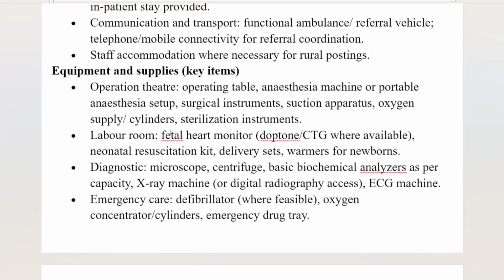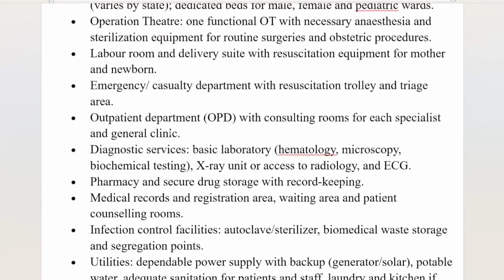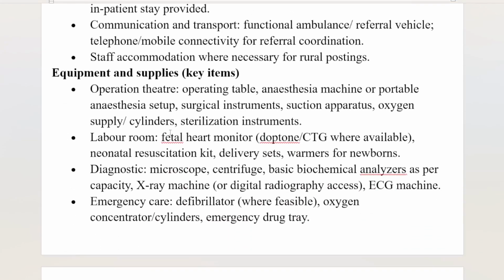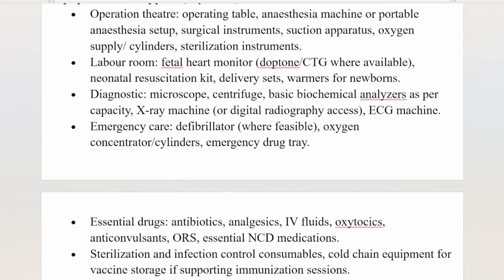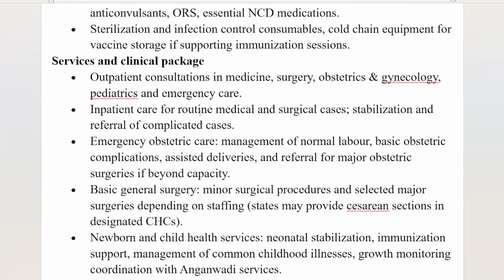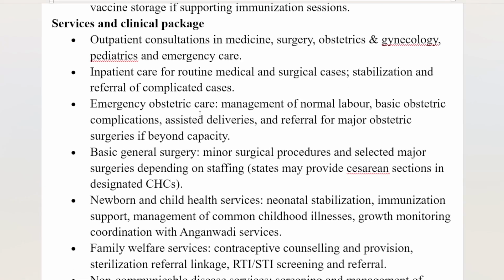So if we talk of these infrastructural facilities that have to be there, we have a long list of equipment and supplies. Like the OT should have the OT table, anesthesia machine, surgical instruments, sterilization instruments. So we have a long list for this. Labor room should have this, diagnostics have microscope, analyzers, ECG machine, X-ray machine. These should be there.